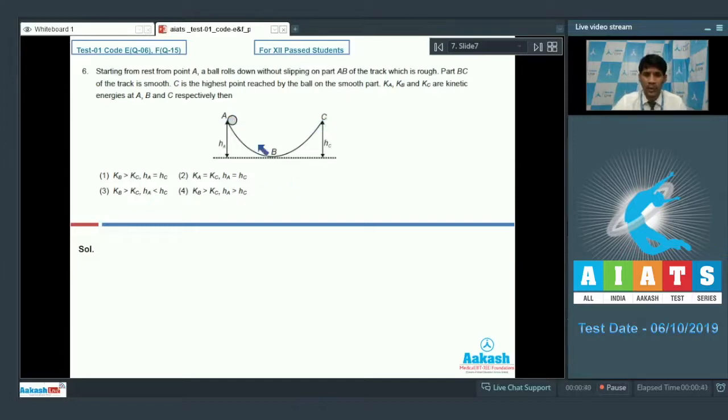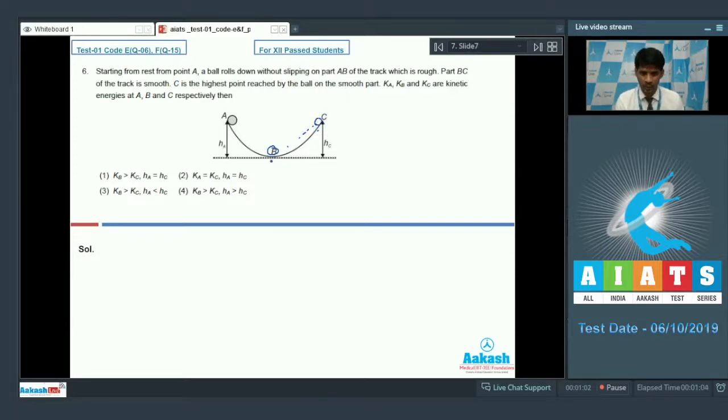Well, from here to here, all of the potential energy will convert into kinetic energy, some as translational kinetic energy and some as rotational kinetic energy at this point. But from here onwards, only the translational kinetic energy will be converting into potential energy and the particle shall have the rotational kinetic energy.